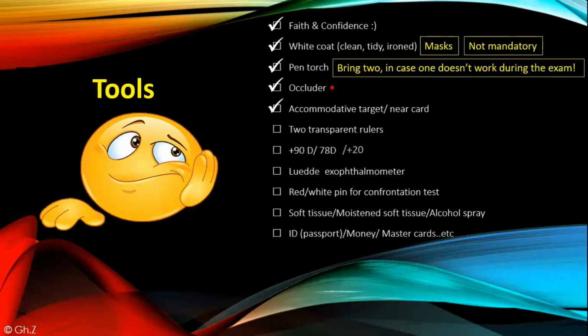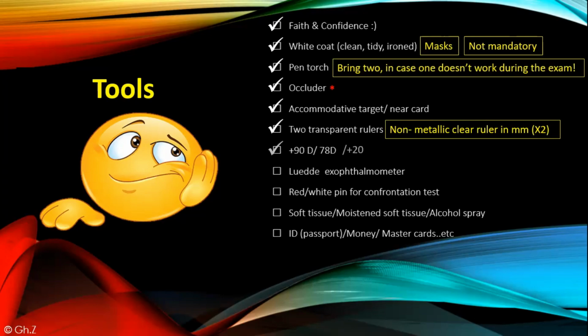Accommodation target, or it could be a near card, just in case you are to test the cover test at near. Two transparent rulers. One is not enough. You have to have two, and they should not be metallic. 90 and 78 diopter or plus 20: actually, these are required in the posterior segment station, not in the oculoplastic station. But we mentioned them in this evaluation, like in clinical practice.